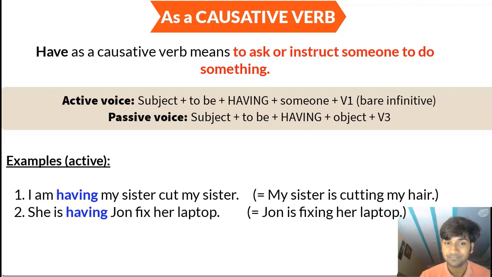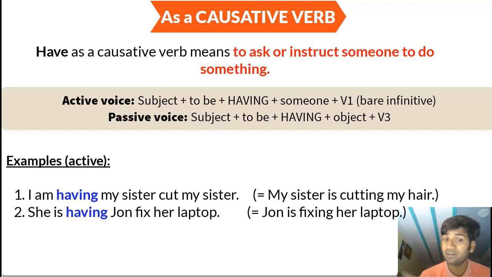Active structure. I'm having my sister cut my hair. I'm having my sister cut my hair. It basically means my sister is cutting my hair, but I am making her do it. I am causing her to do this action, right? I'm not forcing her to do it. I probably asked her to do it and she's doing it, right? But she didn't have much of a choice, right? Because I'm her elder brother, and whatever I say she has to follow. She doesn't have to, but she generally follows.